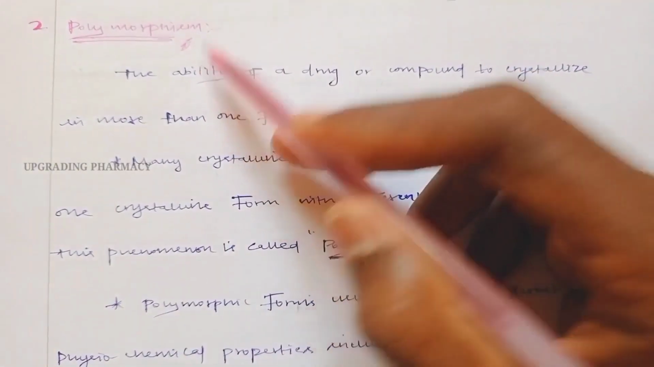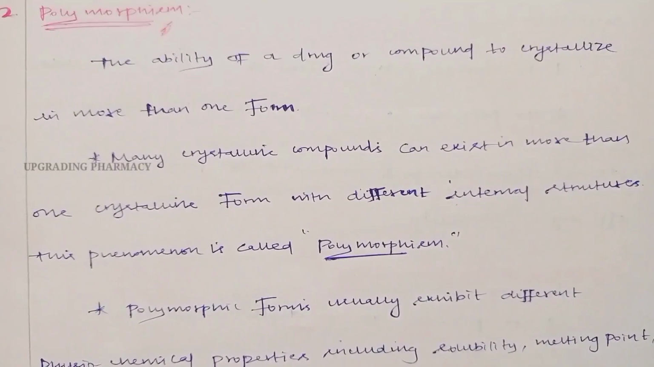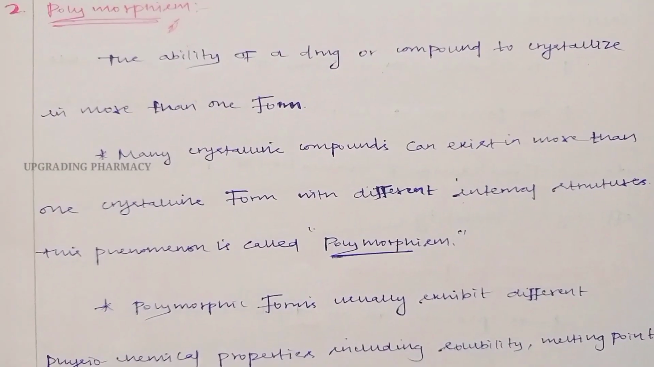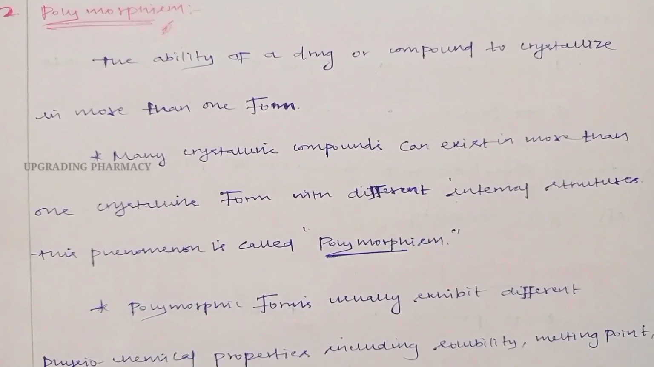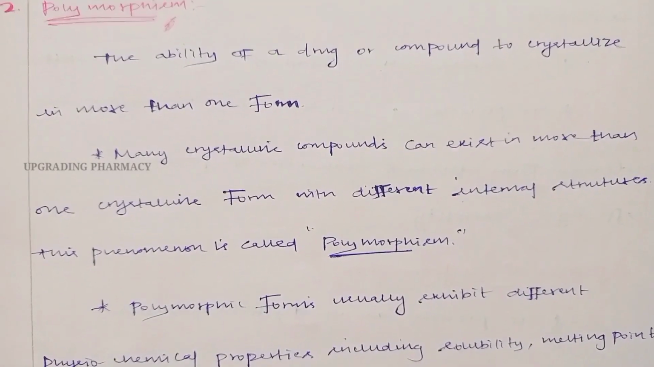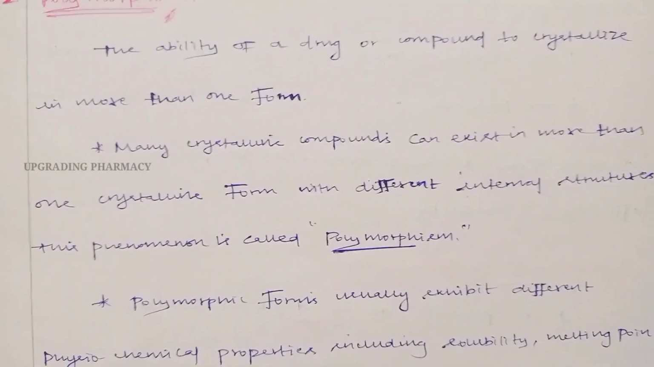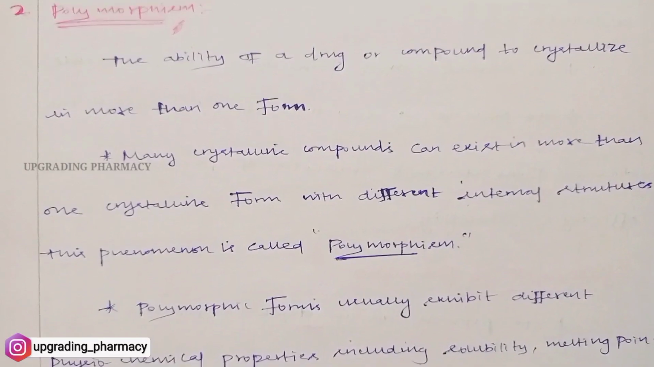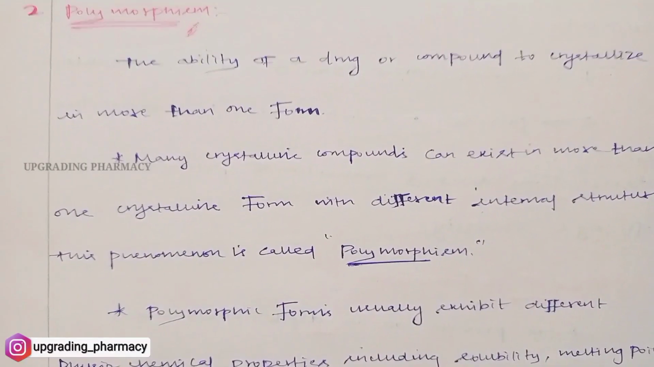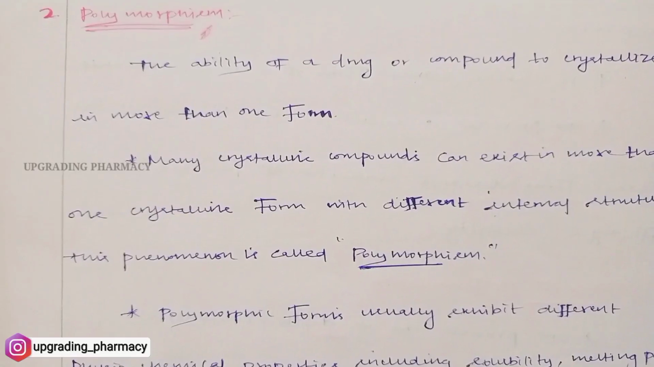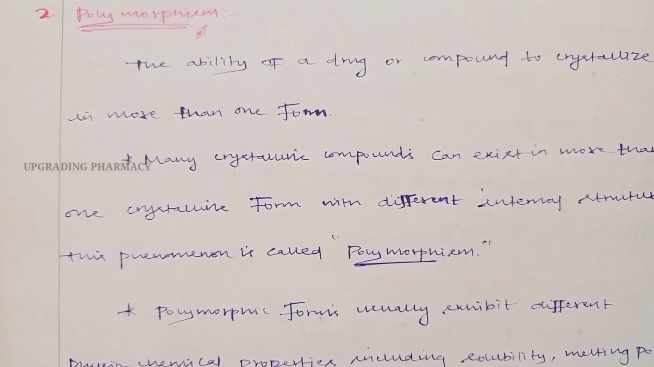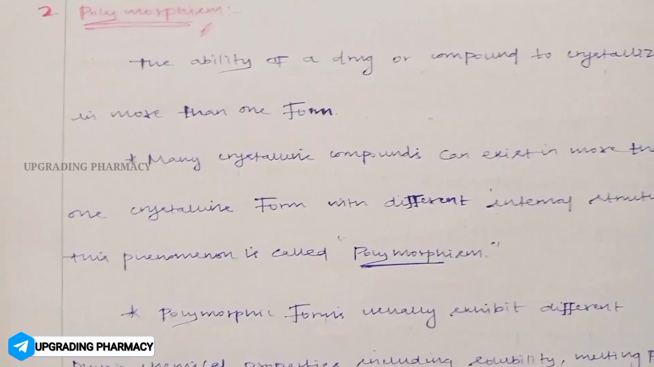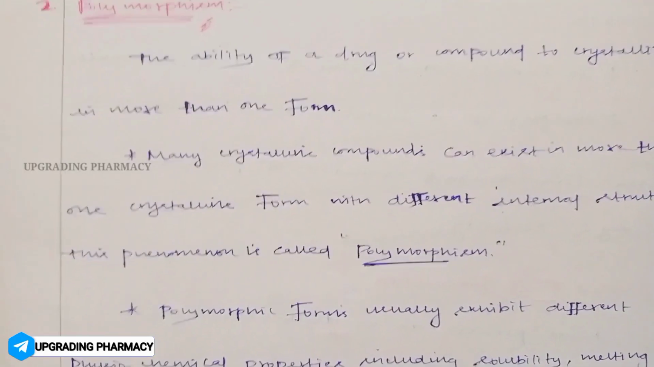So first, polymorphism. What does polymorphism mean? We know that solid particles exist in crystalline as well as amorphous form. Amorphous is powdery in nature, more soluble and less stable, and the crystalline form is more stable and less soluble. When a solid exists in a crystalline form, it has the ability of existing in more than one crystalline form, that is alpha, beta, gamma, or any other. So this ability of a particular crystal is called polymorphism.